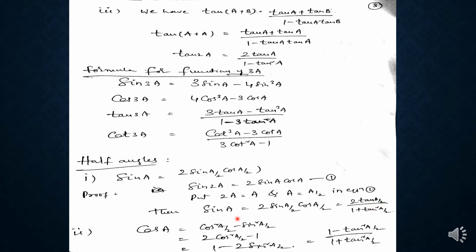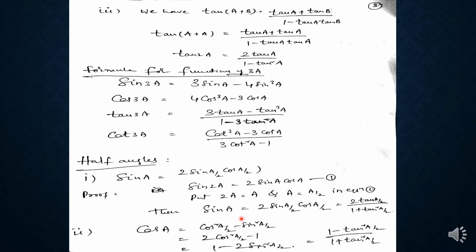So sin A can be written in multiple half-angle forms. Sin A can be written as 2 sin A by 2 into cos A by 2, and in terms of tan A by 2, that is 2 tan A by 2 by 1 plus tan square A by 2.